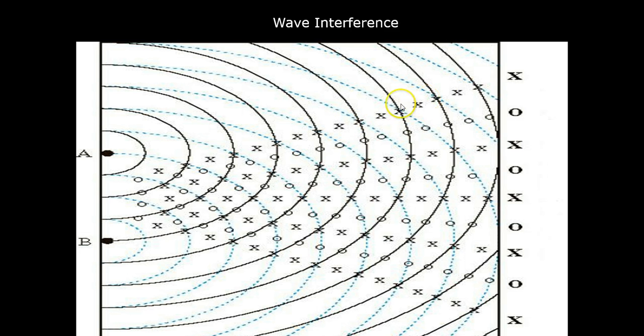So basically, along the line with the X's, what's the water doing? It's moving up and down like crazy, right? Sometimes it's moving up, sometimes it's moving down, but it's shaking like crazy. All right, let's go to the line with the zeros.